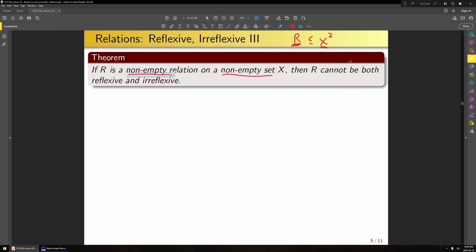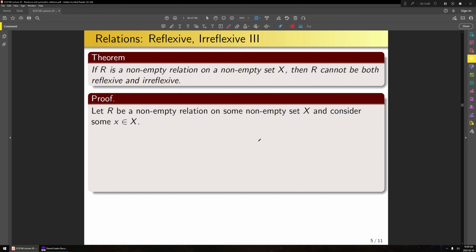Okay, so let's give a formal proof here. Like with everything with the empty set, kind of weirdness happens, but here we go. Let R be a non-empty relation on some non-empty set X and consider some x in X. Okay, so this is just setting it up. So since X is non-empty, we know there's something in X.